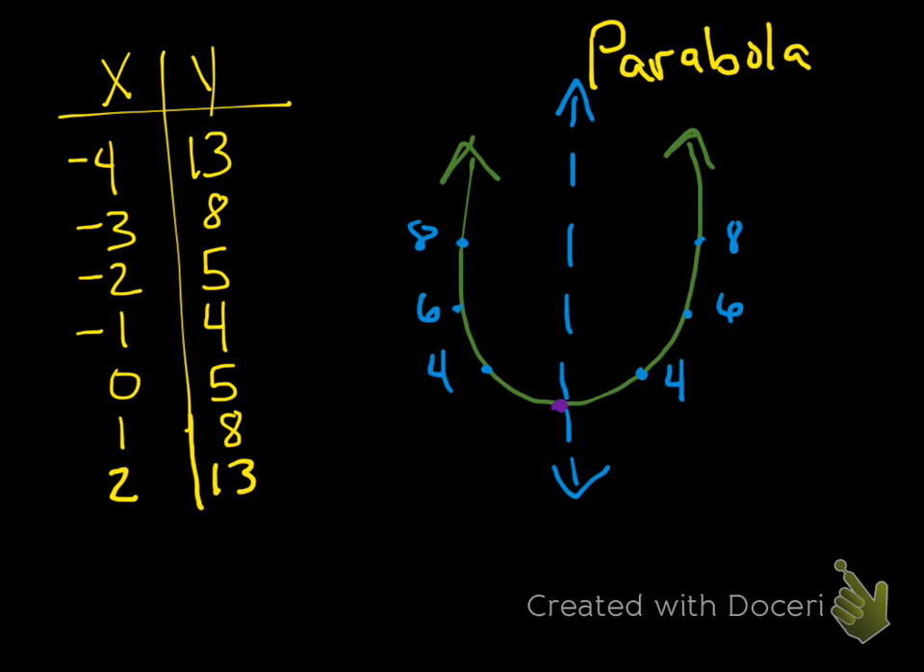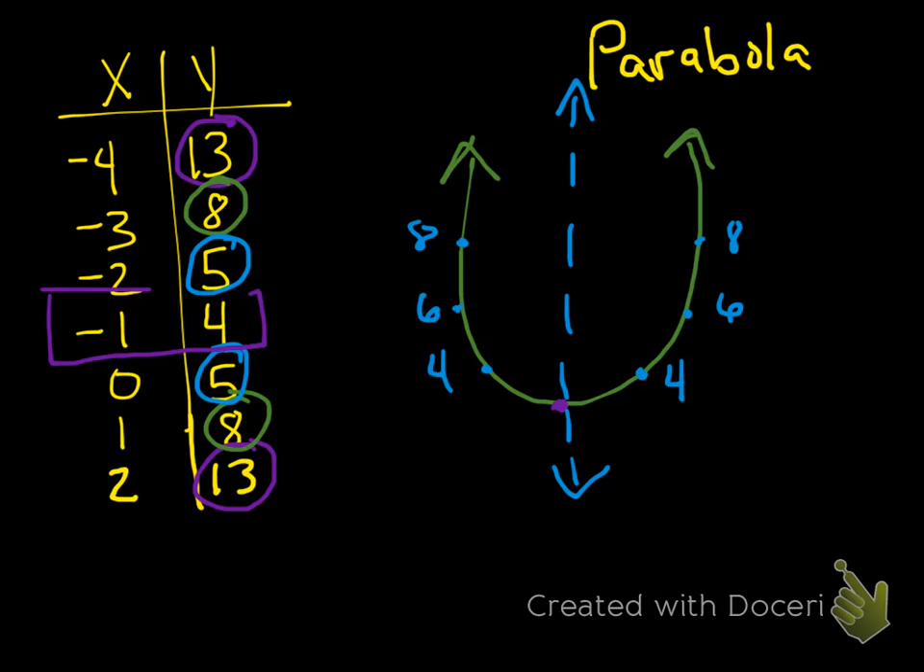When you're looking at the table, you want to look for your y values and see what they mirror. If you look, you have a 13 and a 13. Those are mirror images of each other. You've got an 8 and an 8. Those are mirror images of each other. And then you've got a 5 and a 5. Now you've got this 4 out here all by itself. Remember what I said, the vertex does not have a mirror image because it is the one at the bottom. So therefore, this one right here has to be the vertex.